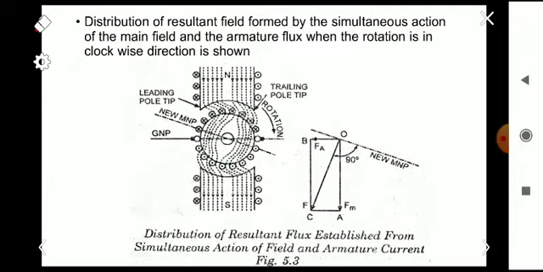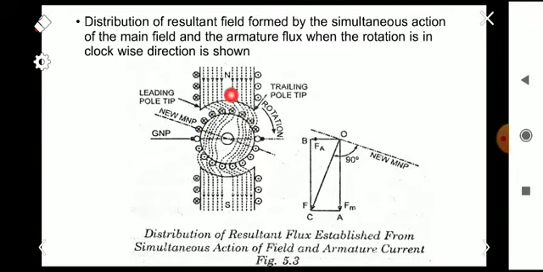Okay, and here it is observed that the field strength in the gap, this is the air gap here, this is the rotor and this is the stator, that is the pole core, and this is the air gap here. Okay, so the field strength in the air gap is weakened under the leading pole tips.